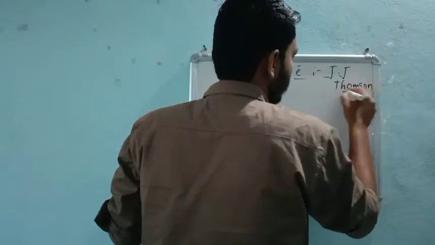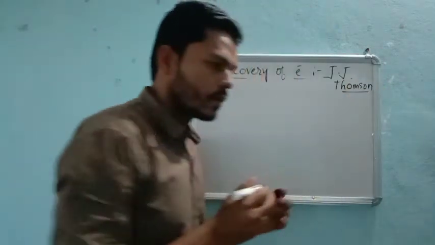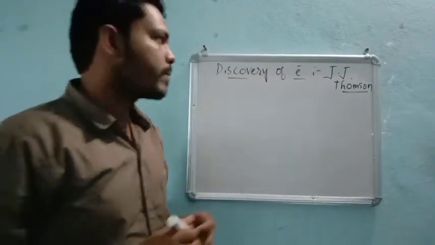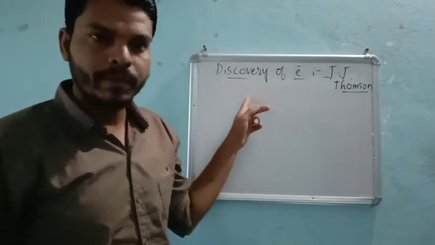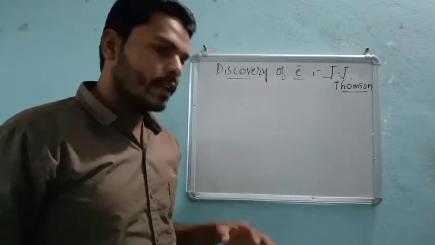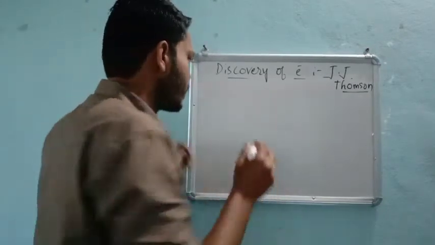This question has been asked once or twice: who discovered the electron? J.J. Thomson discovered it. In the last class only I discussed this. For this we require one very simple diagram.